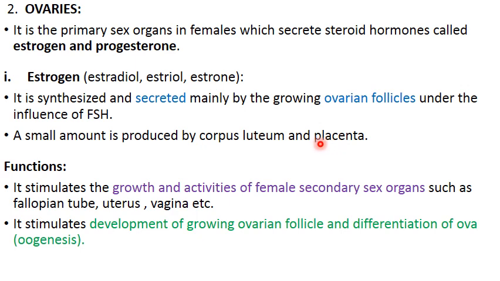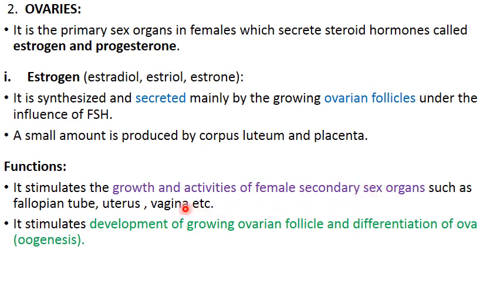Placenta is a connection between the fetus and the mother, and everything that the fetus needs, as in oxygen, food, etc., will be taken from the mother's blood, from the placenta, and passed into the fetus. Coming to the function, estrogen is going to stimulate the growth and activities of female secondary sex organs.